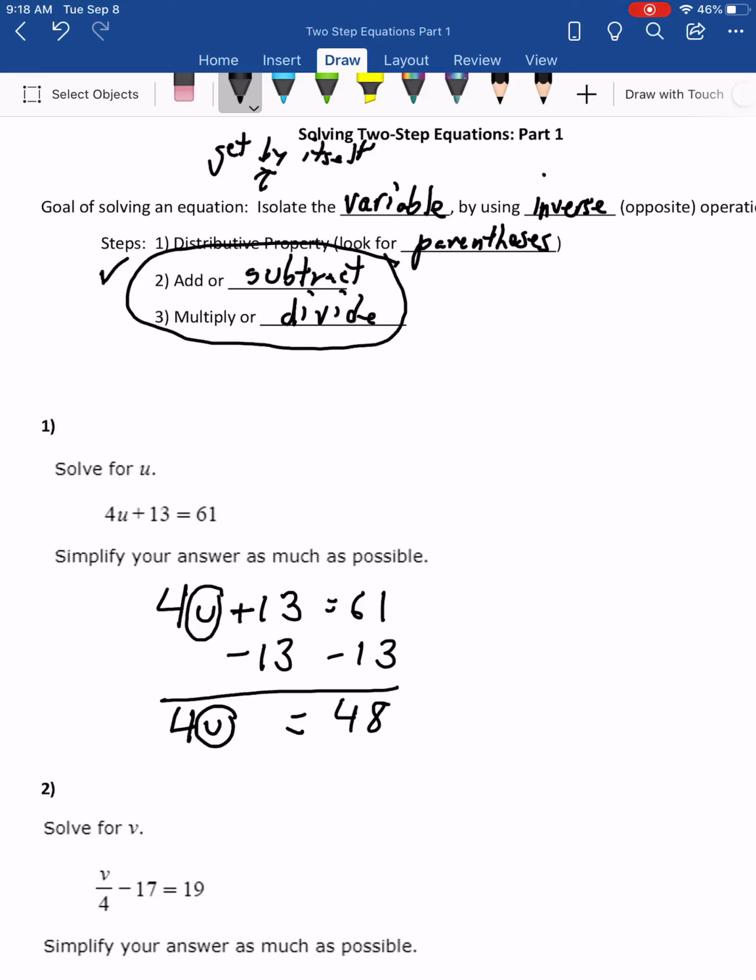All right, so now in order to isolate the u, we need to get rid of the 4. The 4 is multiplying u, so we're going to use the inverse of multiplication, which is division. So we're going to divide each side by 4. And that's going to give me u equals 48 divided by 4, which is 12.